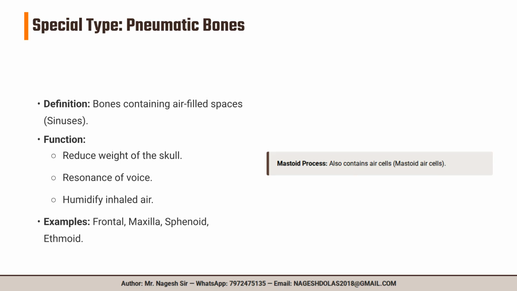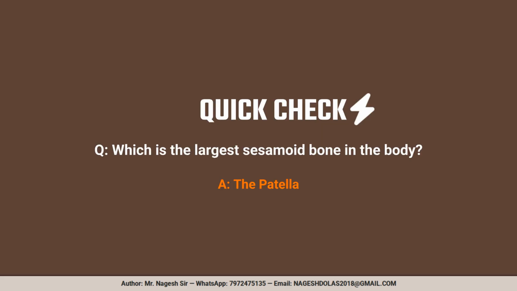A special type is pneumatic bones, which contain air-filled spaces or sinuses. Their functions include reducing skull weight, aiding voice resonance, and humidifying inhaled air. Examples are the frontal, maxilla, sphenoid, and ethmoid bones. Quick check. Which is the largest sesamoid bone in the body? The answer is the patella.